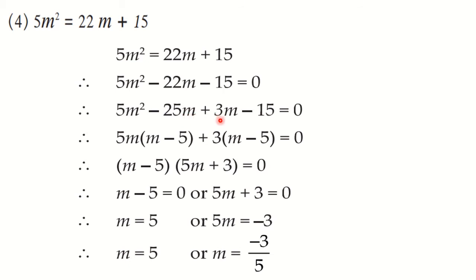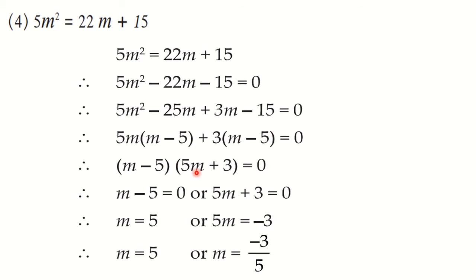This is one group and this is another group. So what is common here? You can see that 5 and m is common. So 5m is taken out common, and inside the bracket you have m minus 5. Here you will observe that 3 is common. So again in the bracket you will get m minus 5. Now you can see m minus 5 is common in both. So write it as one bracket, and in another bracket write down the remaining terms, that is 5m plus 3 is equal to 0. So this way you got factors.